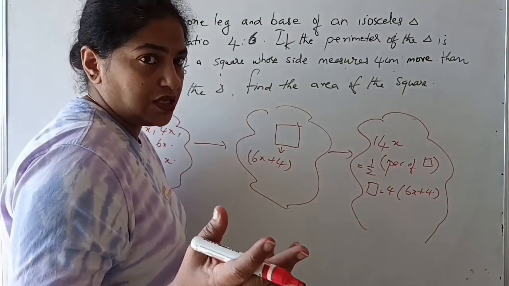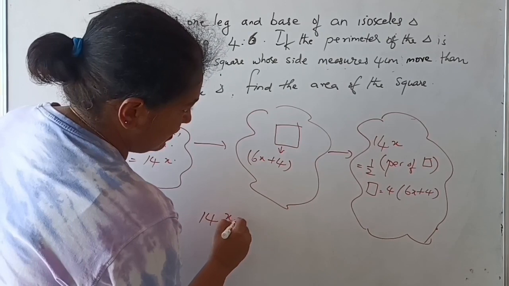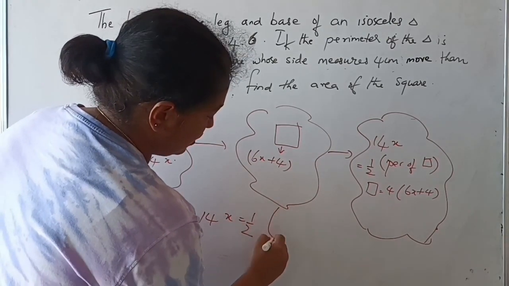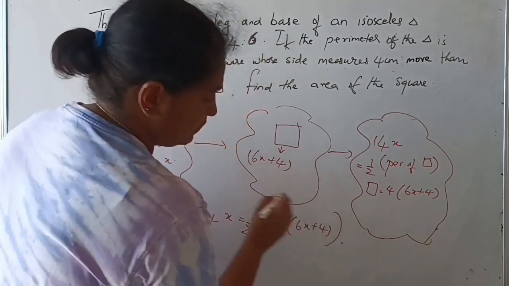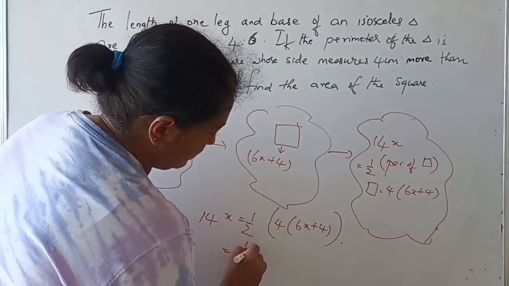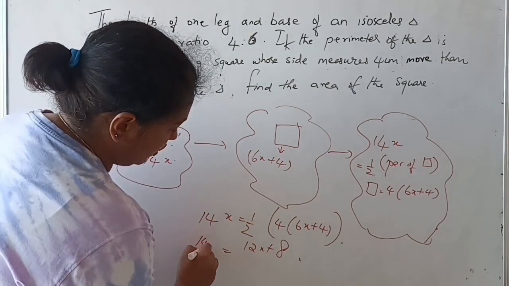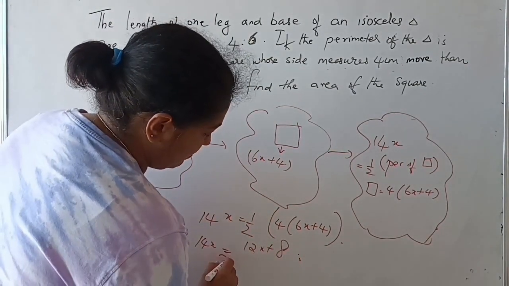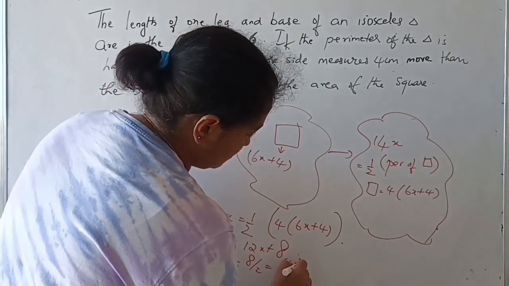Now, we form our linear equation from the condition, which is 14x is equal to 1 by 2 into 4 into 6x plus 4. Okay. So, what do you get over here? You get 12x plus 8. So, I have got 14x is equal to 12x plus 8. What is the value of x? X is equal to 8 by 2, which is 4 centimeters.